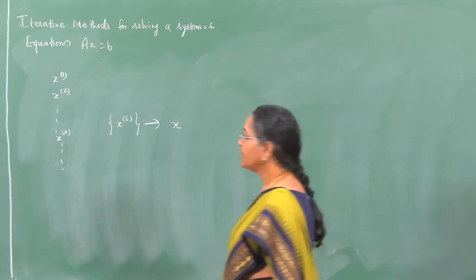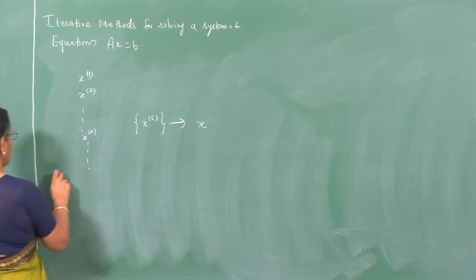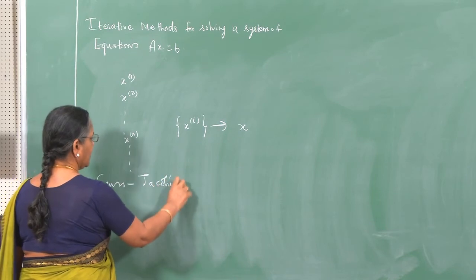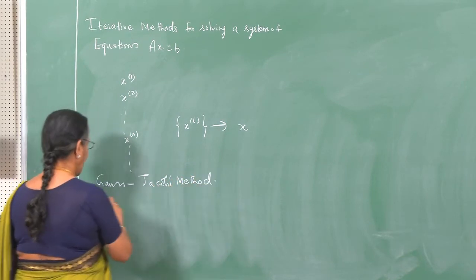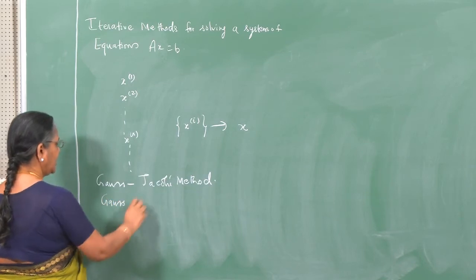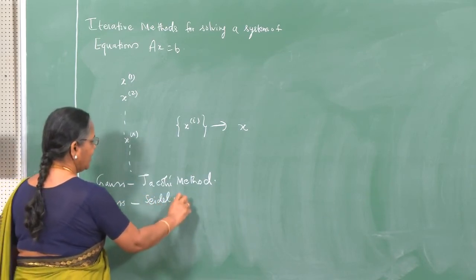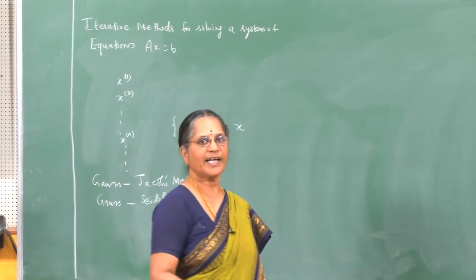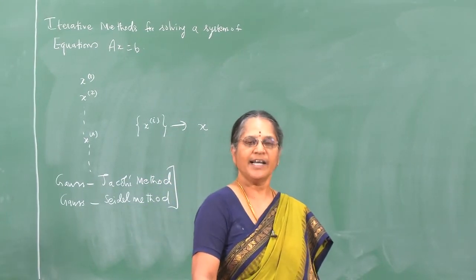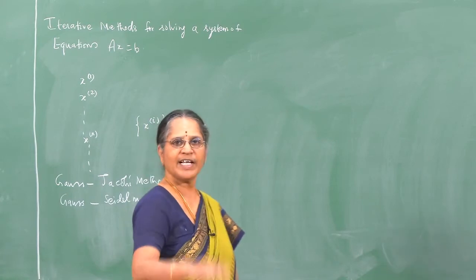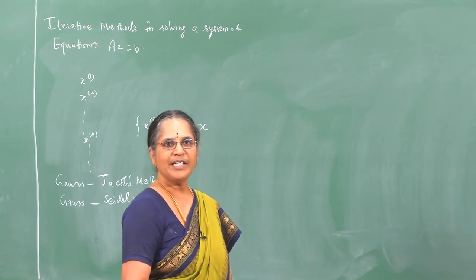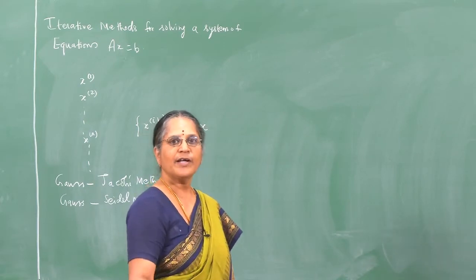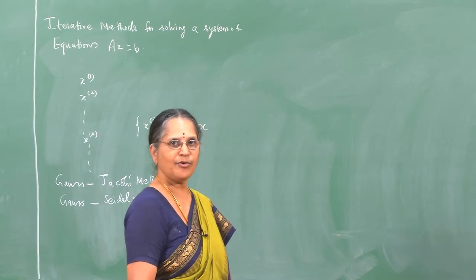One of the methods for solving this system is known as the Gauss-Jacobi method. The other one that we are going to learn is called the Gauss-Seidel method. So, we shall describe these methods and see how one can solve a system of equations iteratively. We shall illustrate it by taking a simple example of a system of two equations in two unknowns. The procedure is the same for a system of n equations in n unknowns.